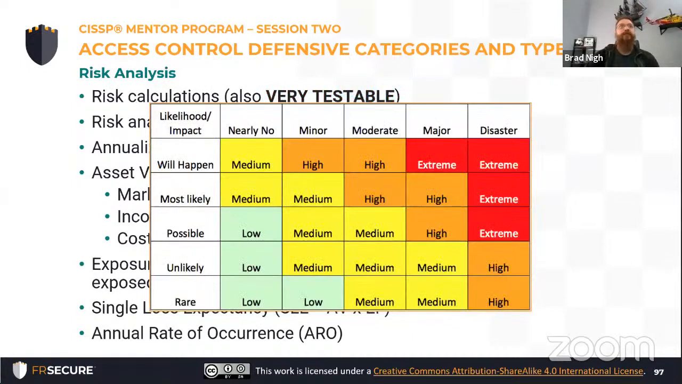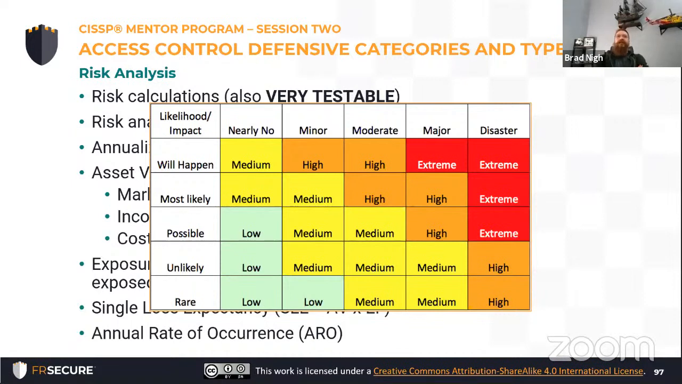So here's your risk matrix, right? What's the likelihood or the impact? And so likelihood is, yeah, this is definitely going to happen, down to very rare. And then what is the impact if it happens? There's no impact, or we're done.